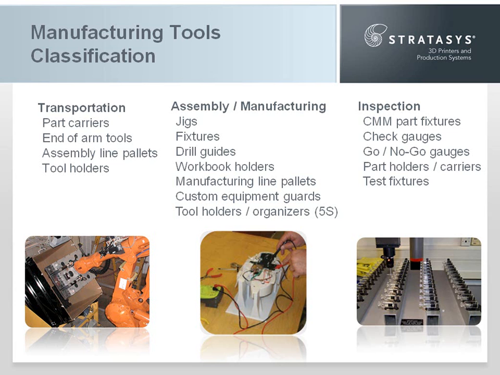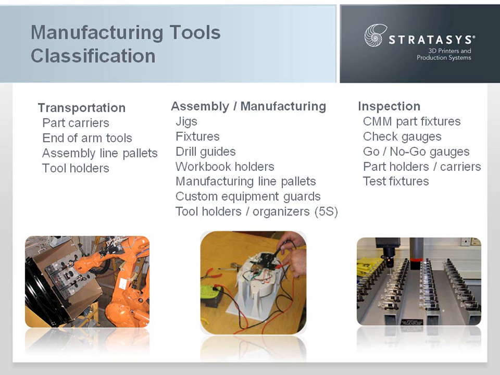The first one is transportation tools, and what we mean by transportation tools is tools used to move products from one area of a manufacturing environment to another. This could be in the form of part carriers used to move parts from a production area or one assembly line to another, end-of-arm tools used to take parts off of, say, an injection molding machine and put them into another area of production or assembly, or simply tool holders used to carry them throughout the manufacturing environment.